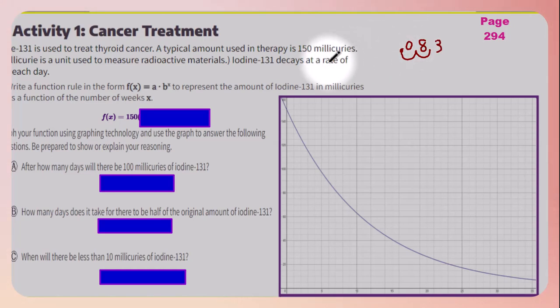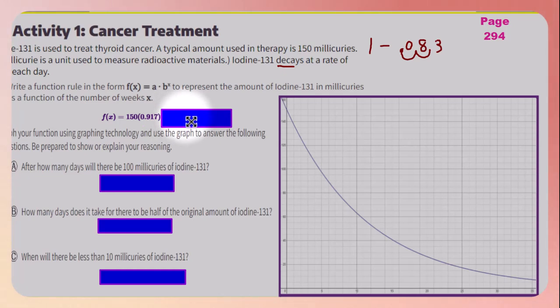Okay, so it is decaying. We're going to subtract that from 1. So 1 minus 0.083 gives us 0.917. Make sure you're checking, using your calculator, and working through slowly and carefully.